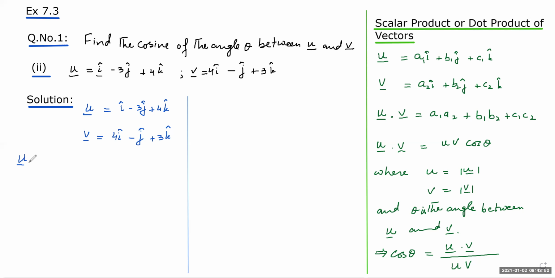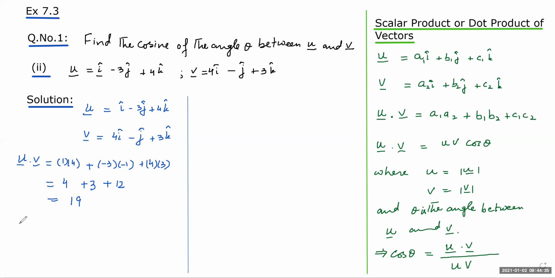u dot v will simply become the coefficient of i here, which is 1, and the coefficient of i here, which is 4. So 1 into 4. You may write it like this, 1 multiplied by 4, or you may simply write it as 4. It's your choice. Then the second comes minus 3 and minus 1. You may write it directly as 3. And then the third comes 4 into 3, 4 multiplied by 3, or you may simply write it as 12. Just sum up all the three values, 12 plus 3 plus 4, the result becomes 19.